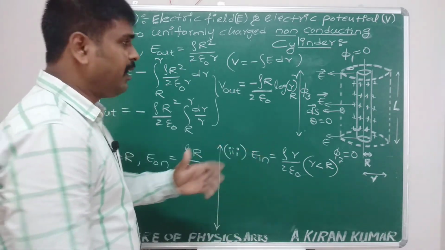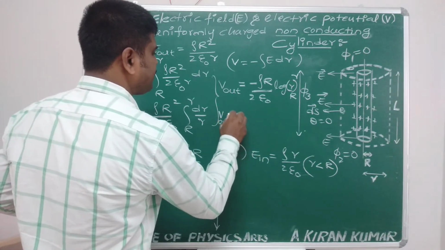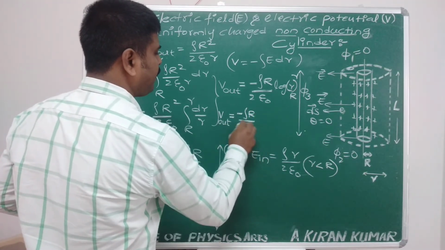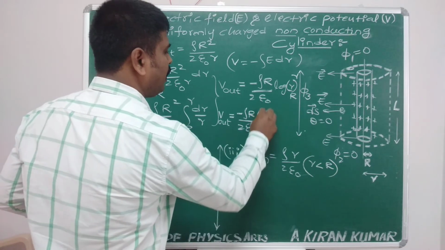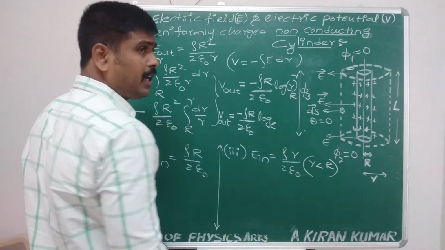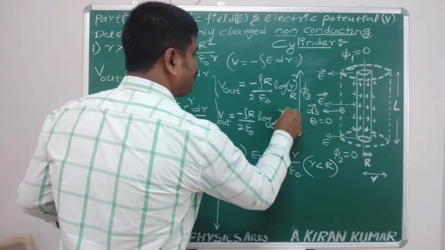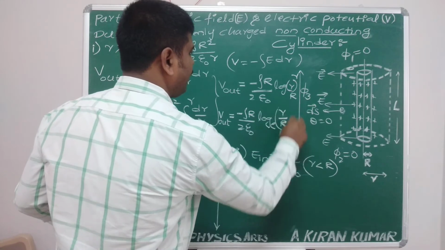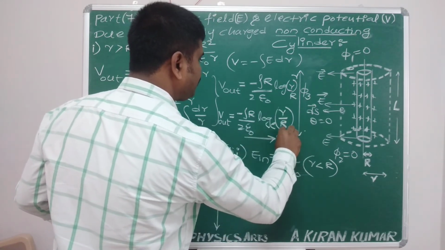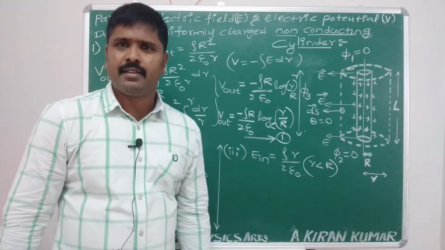Then the value is V out equal to minus rho R square divided by 2 epsilon naught, log of upper limit minus log of lower limit. Log a minus log b is log a by b, that is small r divided by capital R. So this is taken as equation number 1, the potential outside the non-conducting cylinder.